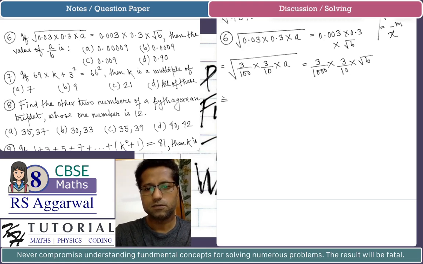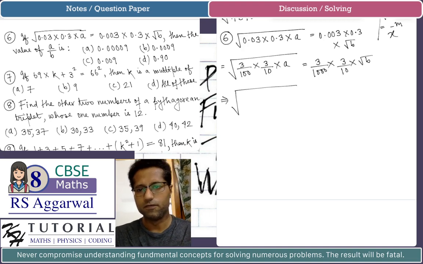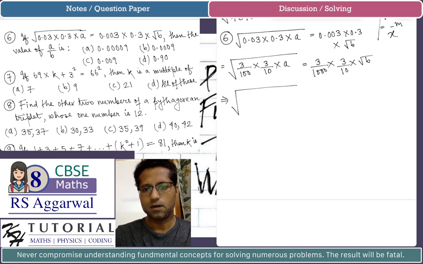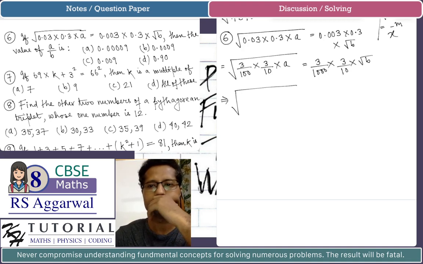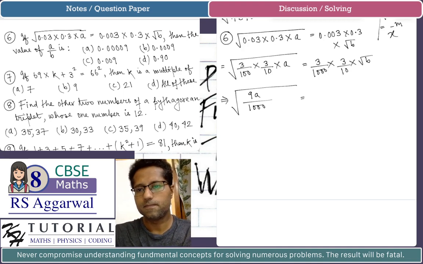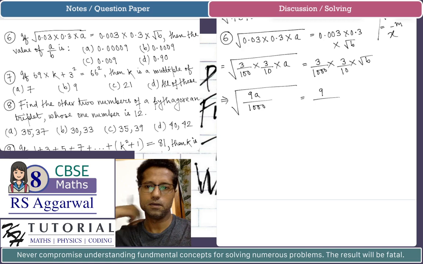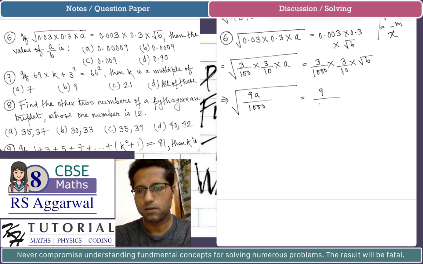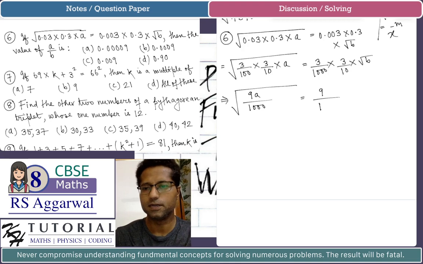Now this implies the left hand side, after further simplification, we can say it is 9a by 1000, and the right hand side is 9 by 10 to the power, we have 1000, the denominator 1000 and 10, so 10 to the power 4, and we have square root of b.